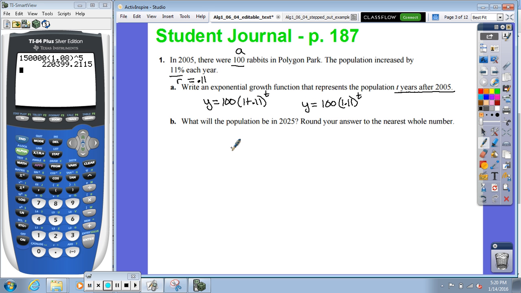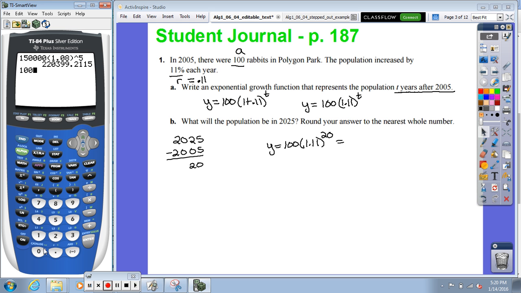So now on part B, it says, what will the population be in 2025? And it wants us to round our answer to the nearest whole number. So simply think, you can probably do this in your head. That wants us to do 2025, but it's how many years are after 2005. So if we subtract, we have 20 years. So we plug in 100 times 1.11 to the 20th. And you don't have to show any more work than that, but then you want to come over here into your calculator and do 100 times 1.11 to the 20th power.